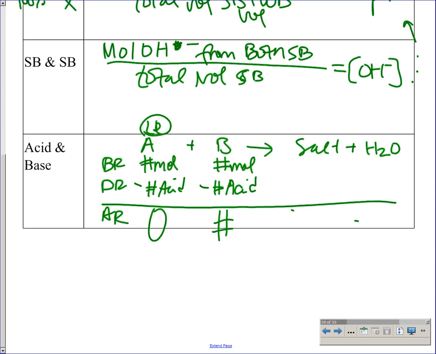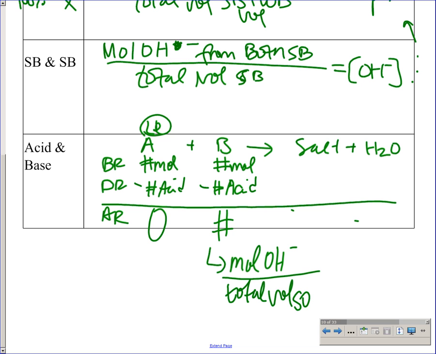So if you have base left over at the end of the reaction, you'll have moles of OH indicated in the after reaction portion. You can't go straight to pH. You have to first divide by the total volume of the solution. That's going to give you your OH concentration, and then you can go to pH after you go through the pOH. Either go to pOH first and then go to pH, or go to OH minus concentration and then go to pH. Okay, that's pretty much every type of mixture problem.